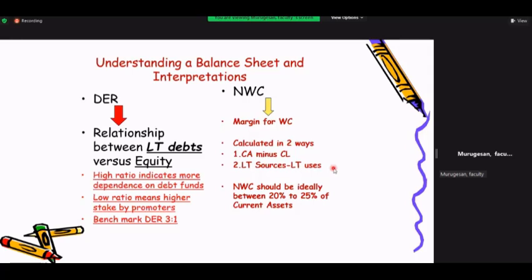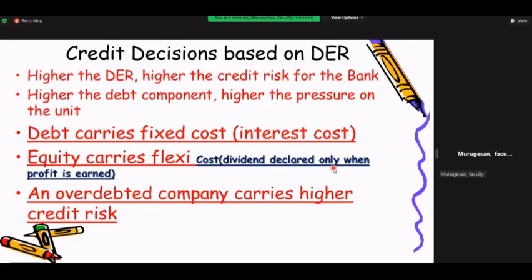Otherwise, they will tell you are overweight. Reduce the weight. Correct, you know? So, in a similar way, as a banker, you are also a doctor. You have to compare the financials of a corporate and you have to take a decision. Now, credit decision is based on these things.